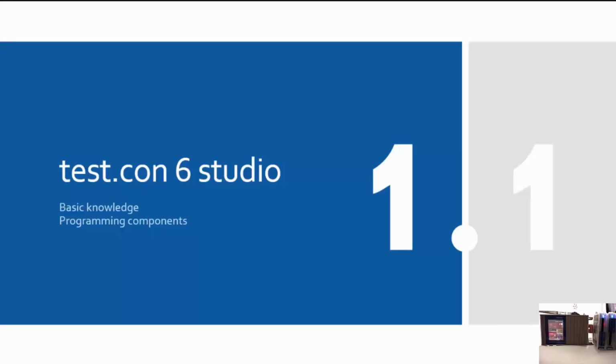After publishing the first part of our video series, users have suggested to give more basic information about the programming system. In order to keep the information flow of the actual tutorial, we decided to use sub-pagination for our videos. In video 1.1, I will show you the basic programming components of the programming system test.con 6 Studio.